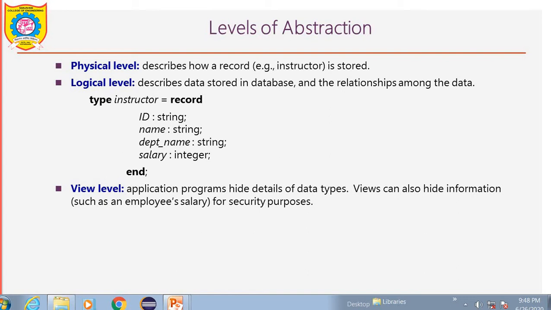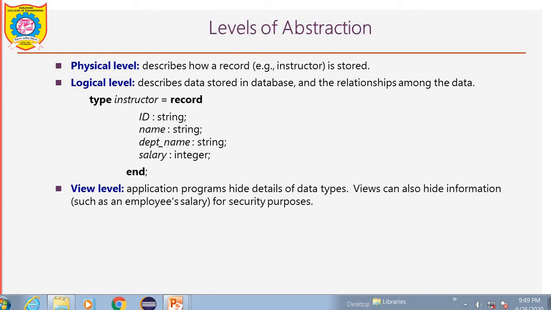The programmer or database administrator has to write a piece of code using a database language. For example, here we are going to use Structured Query Language. One example given is: type instructor, record ID of data type string, name string, department name string, salary integer. So how many records there are, how many tables there are, and what the data types of each attribute are, these things are hidden from the view level.